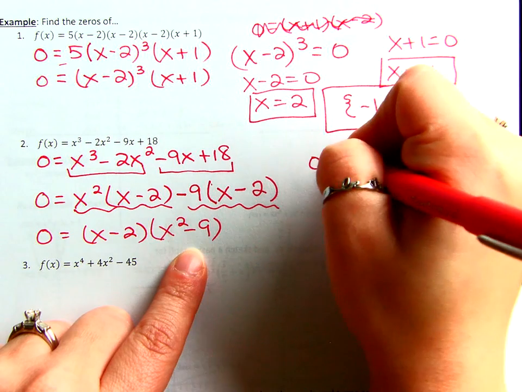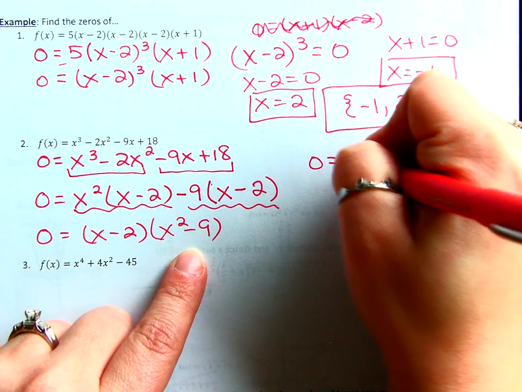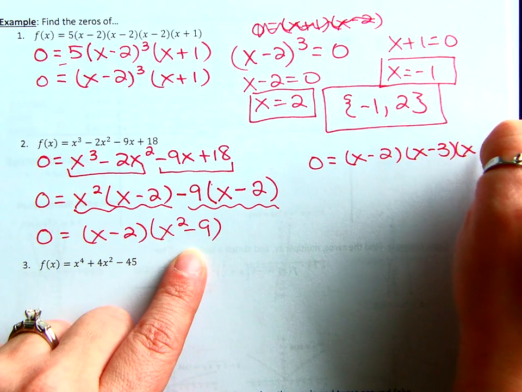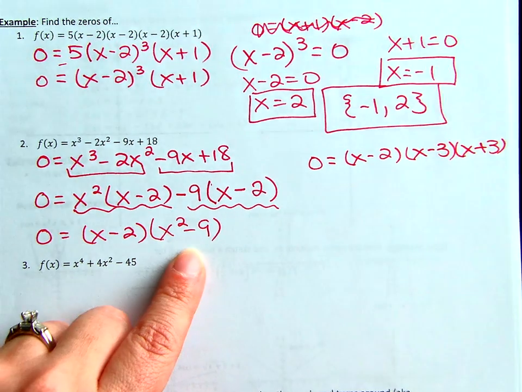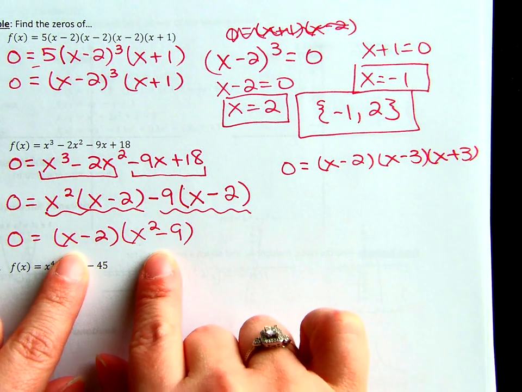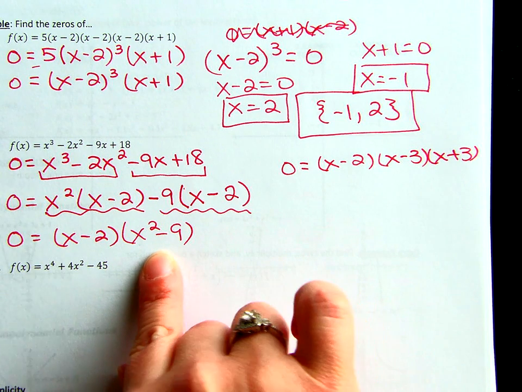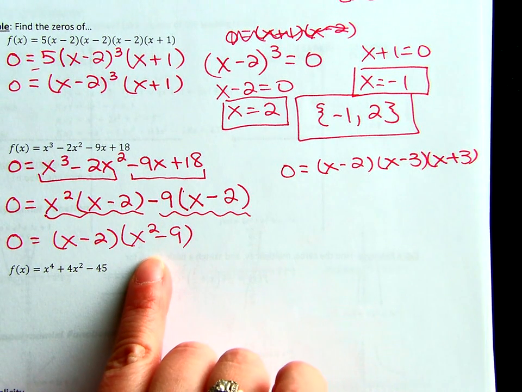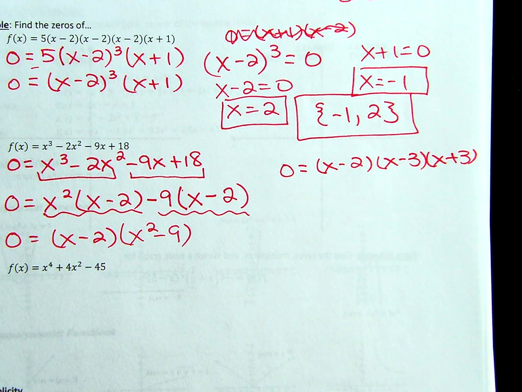Now, let's say you didn't recognize that. If you didn't recognize that it was a difference of squares, it's not the end of the world. What you would do is you would still just set both of your terms equal to 0. And when you solve it, you'd do the square root principle where you'd add the 9 over to the other side. And then when you square root, the one thing you'd have to be careful about is the plus minus. So you definitely have to be careful about that.